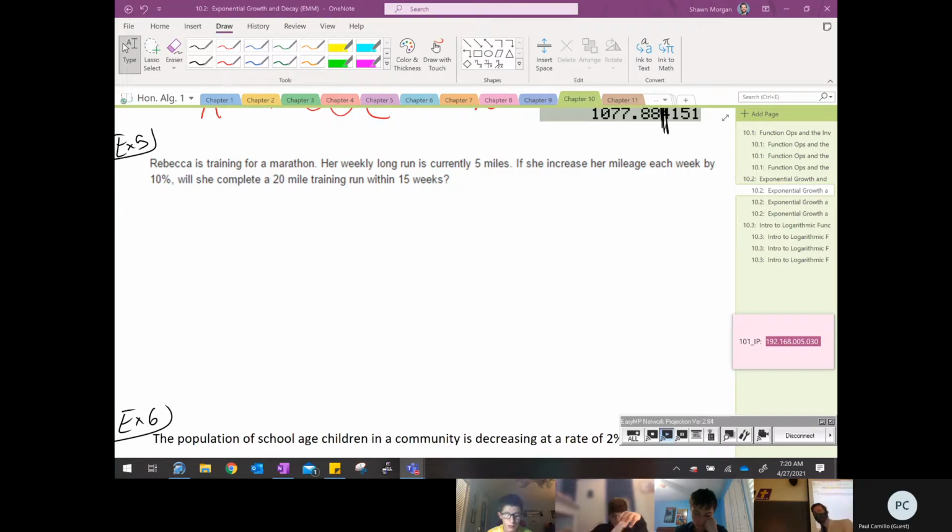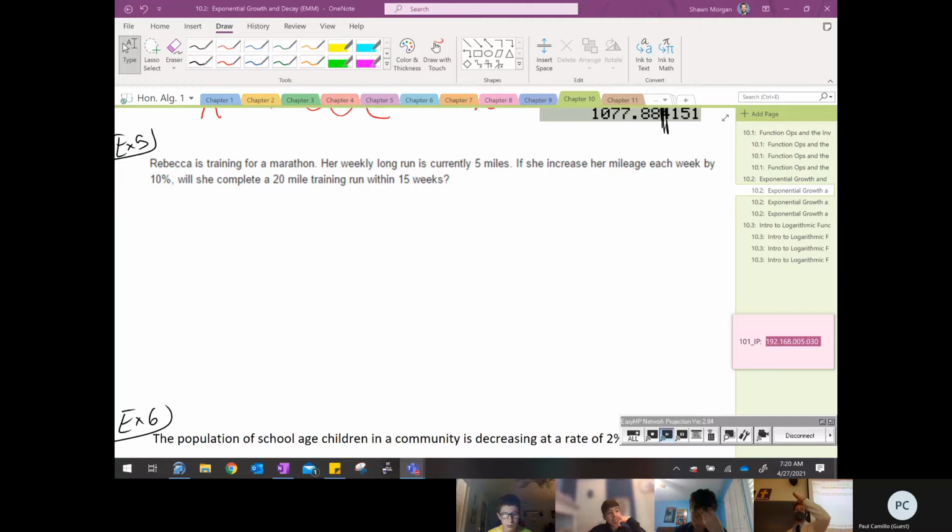I've never run a whole marathon, but the whole thing, it comes down to training, right? It comes down to putting in the effort, putting in the work way in advance of the actual event. So Rebecca is doing just that. She's currently going about 5 miles on her long run. Each week you have a long run, usually on a Saturday. She's going to plan that each week she's going to bump up that long run by 10%. So for next week's long run, 10% of 5 would be 0.5, so her next week's long run will be 5.5 miles.